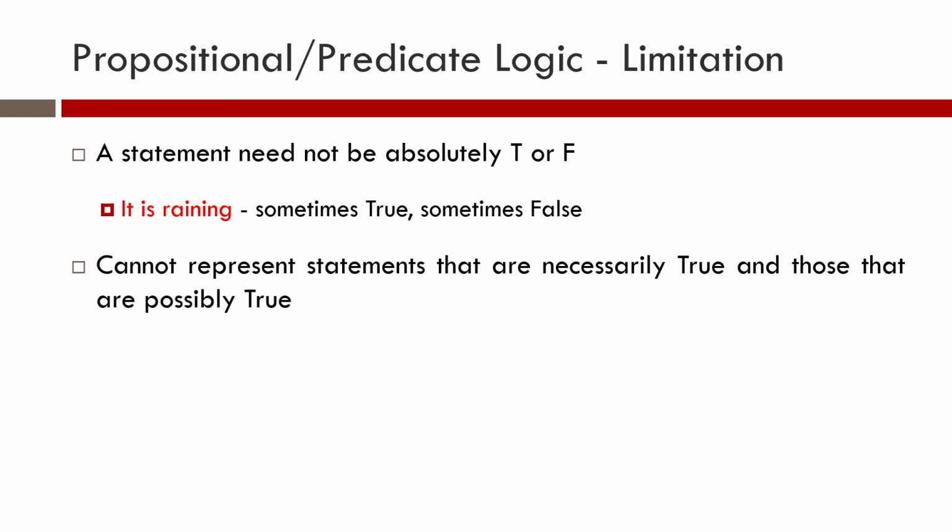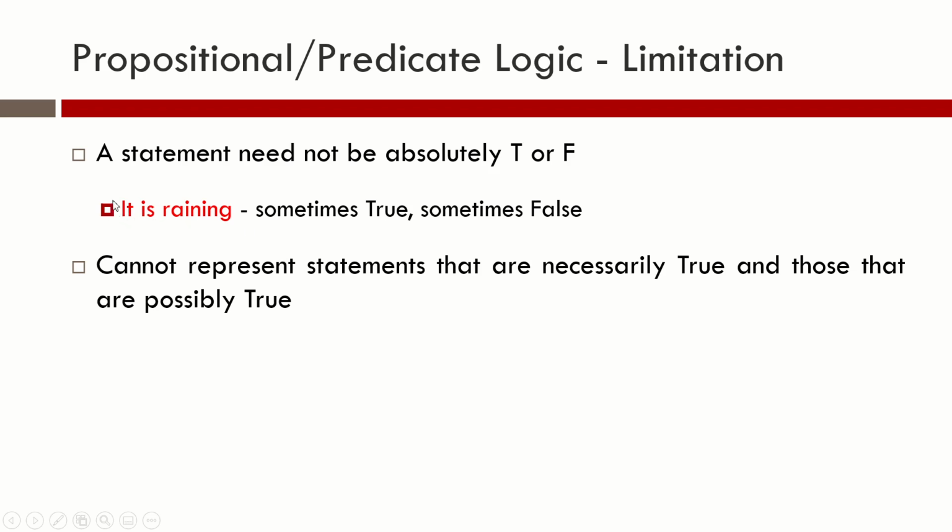Now, whether it be propositional logic or predicate logic, a statement will have a truth value true or false, but the problem is that a statement need not be absolutely true or false. Suppose our statement is "it is raining." The truth value of this statement will depend on the time at which we make this statement as well as the place at which we make it. So sometimes the value of this statement will be true, whereas sometimes it will be false.